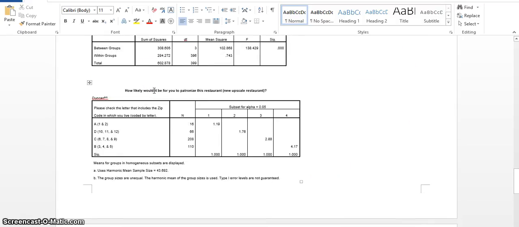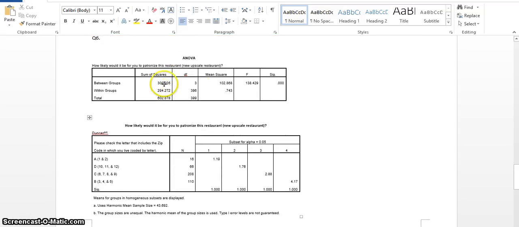For the last question, you also do a one-way ANOVA, which is the same as question 5. Again, look at the sig value. You always have to report the significance value. And then next, you would look at the zip code, which is coded by letter. See here? So A, B, C, D. This sig is not the same as the significance value in the ANOVA table. You will always have to report the ANOVA table first. This is the post hoc test.